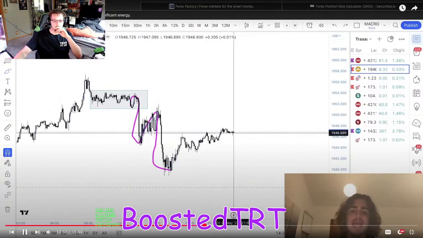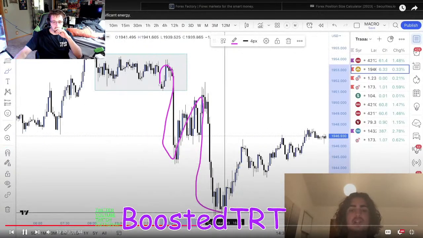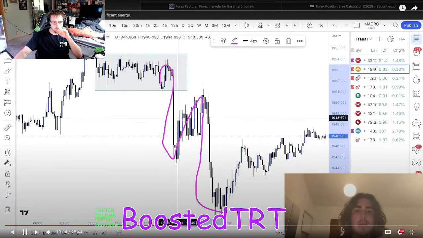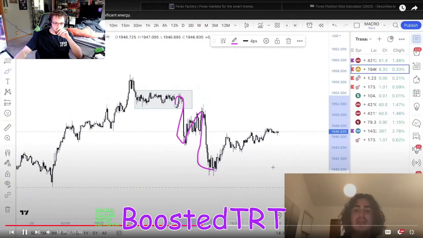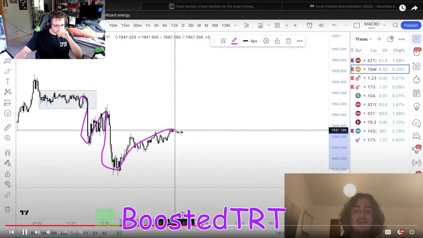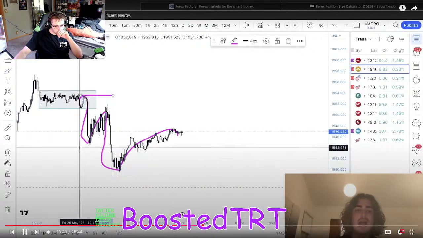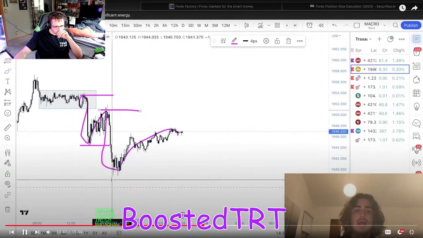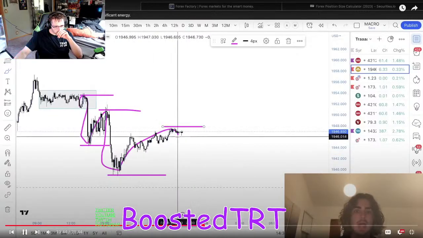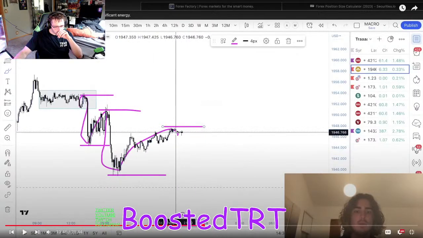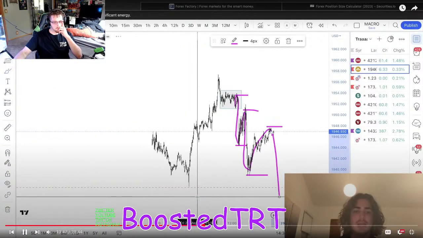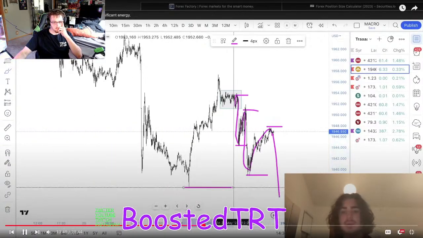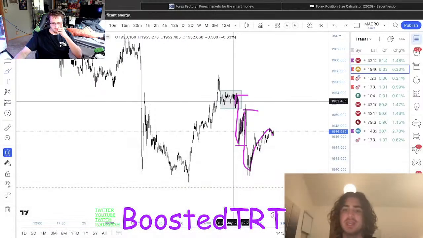But again, boom, market structure shift. Right now, what are we in? We're in a downtrend. So what can we assume that gold's going to do? We came back up here. High, low, lower high, lower low, lower high. What's next? Probably a lower low targeting this area of liquidity, which we will get into eventually.